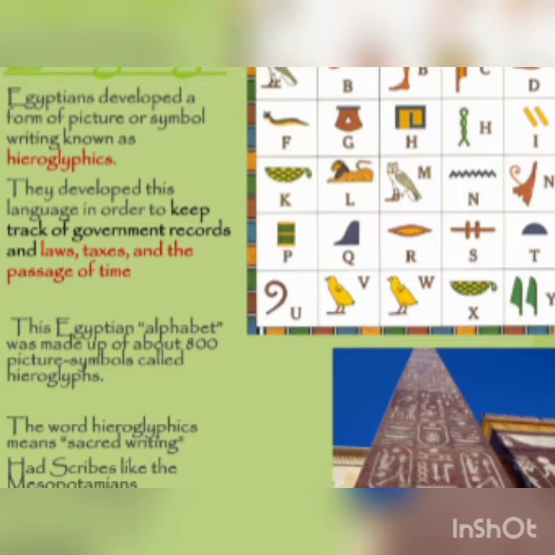So the pictoric symbols are called hieroglyphics. What is that? Hieroglyphics. The word hieroglyphics means sacred writing. What is the meaning of hieroglyphics? It is sacred writing. And they had scribes like the Mesopotamians. So in previous classes we learned that Mesopotamians also had some scripts, right? Likewise, this was also a pictoric symbol and it is called hieroglyphics.